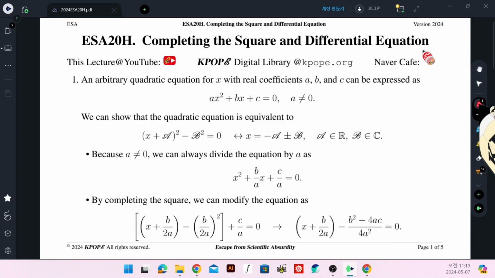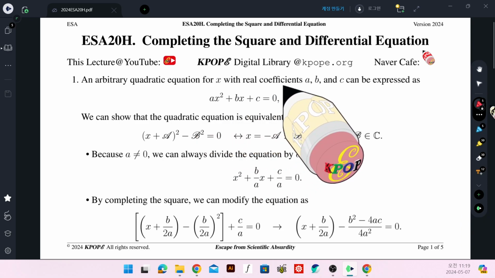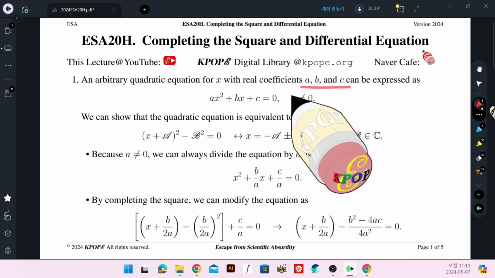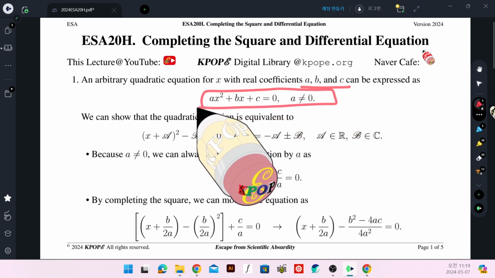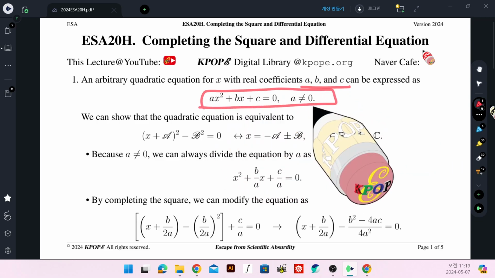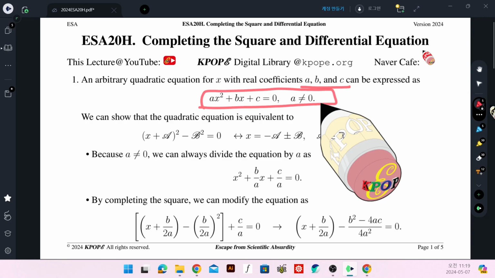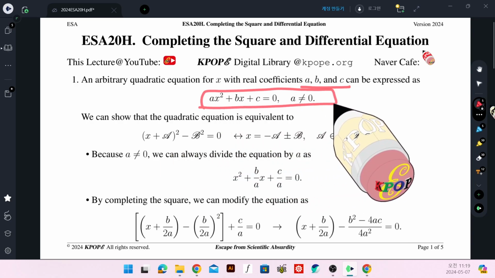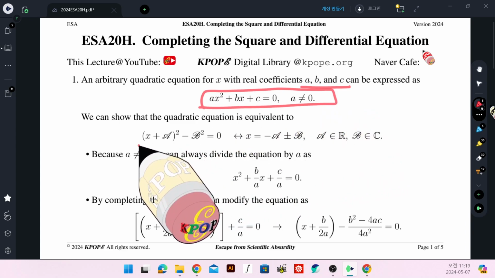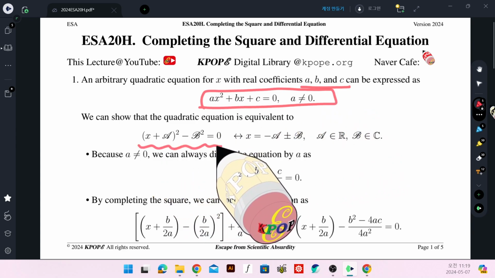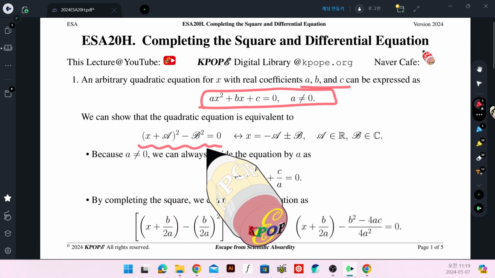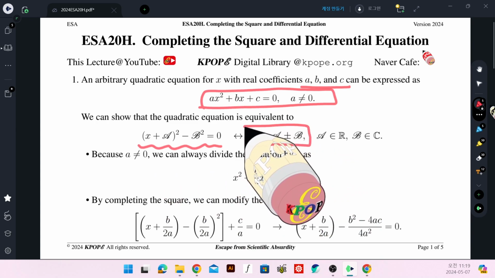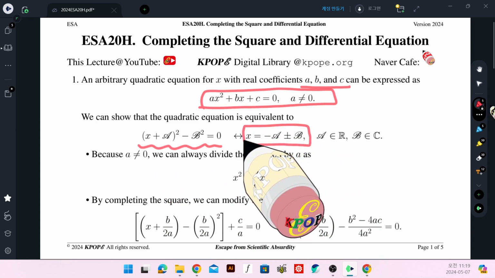Today we study ESA20H, completing the square and differential equation. An arbitrary quadratic equation for x with real coefficients a, b, c can be expressed as ax² + bx + c = 0, where constant a is not 0. We can show that this equation can be reduced into a form that can be factorized. Once that is possible, we can simply find the solution for x like that.